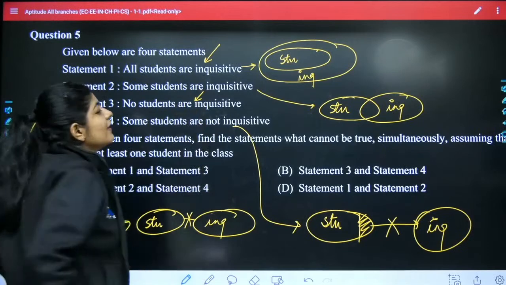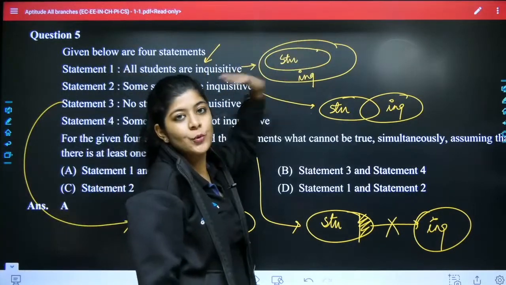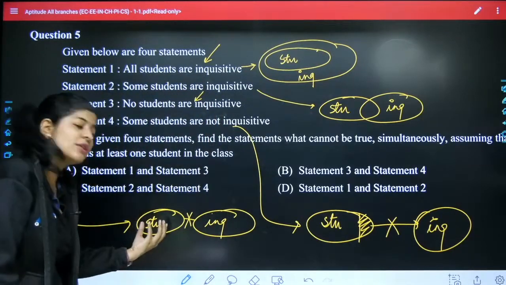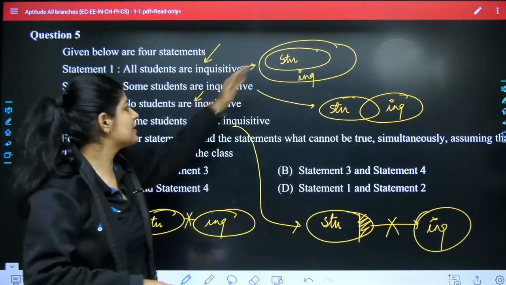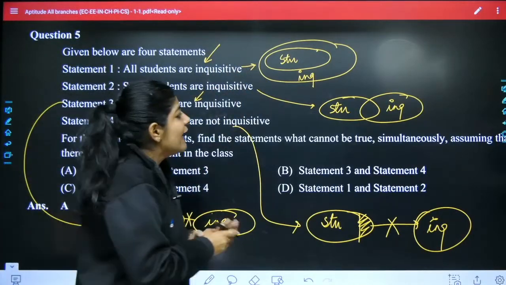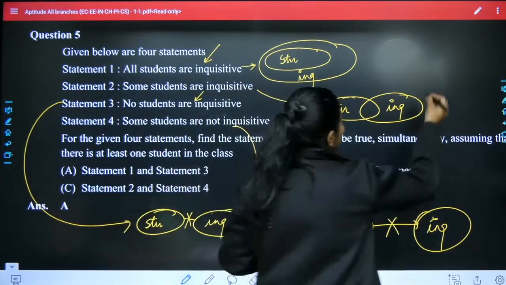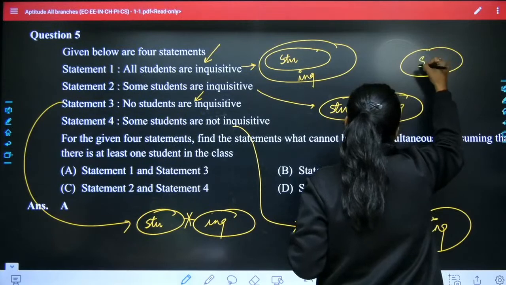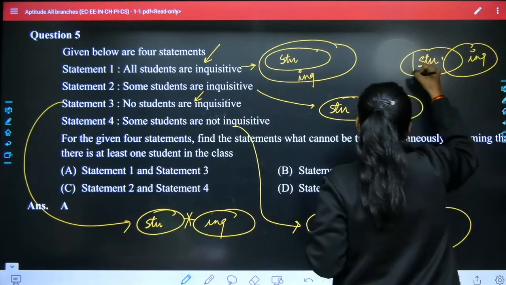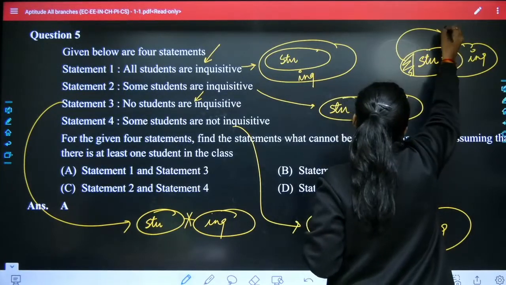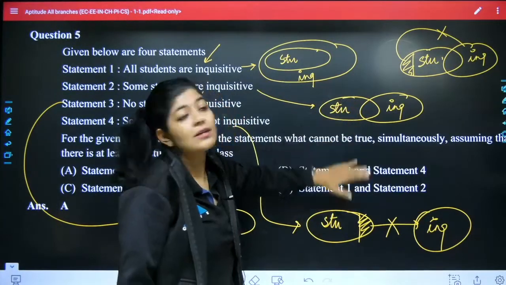number 2 cannot happen at the same time. Either all the students are inquisitive or none of the students are inquisitive. But at the same time, both these statements cannot happen. If we check statement number 2 and 3, we can draw the diagram like this. Maybe some students are inquisitive, but this part of some students cannot be inquisitive. So we can make the diagram from both these statements.